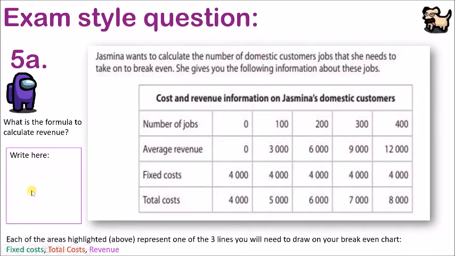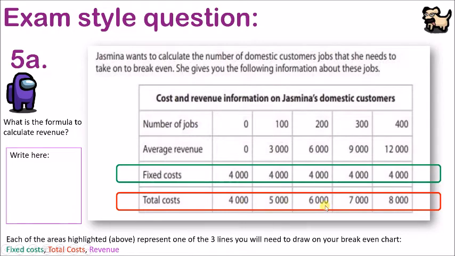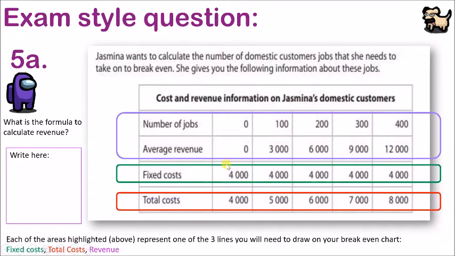5b of the question will be asking you to plot the information onto the chart on the next slide. So just to remind you, here are the colour codes of each. In green, it's fixed costs. I recommend starting the green line first in all break-even charts. Next, I recommend doing the red line, total costs. After all, you start this total cost line above the fixed cost line. And finally, the revenue line, and you'll have to work out the calculations per number of jobs in order for you to get the final numbers so you know what to plot onto the break-even chart.